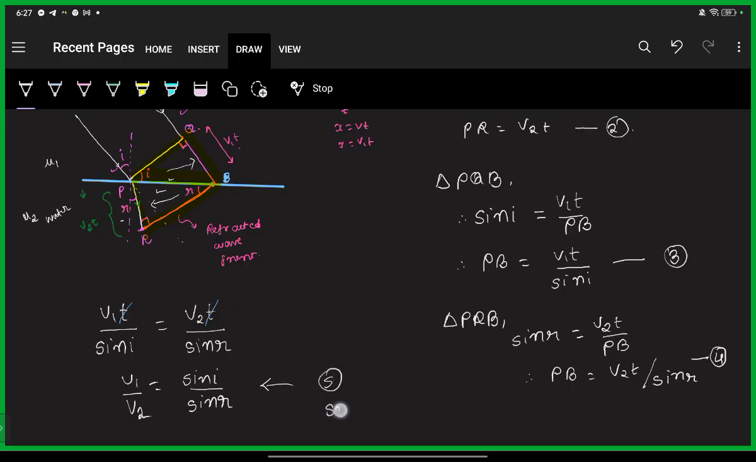So we derived this relation. This is the relation between two speeds, right? This prediction is opposite to the prediction as per Newton's corpuscular theory.